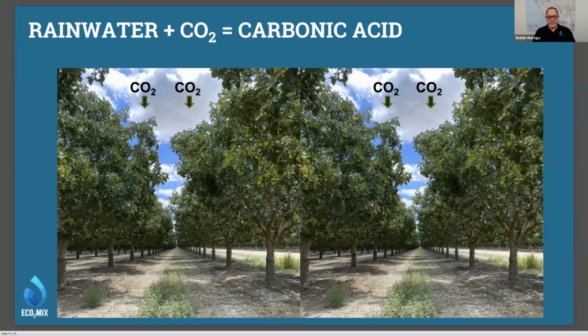So what is carbonic acid? Here it is important to understand that the only way carbonic acid in nature is added to the soil is through rainwater. There is carbon dioxide in the atmosphere, and carbon dioxide is dissolved by the rain and gets to the soil as carbonic acid.